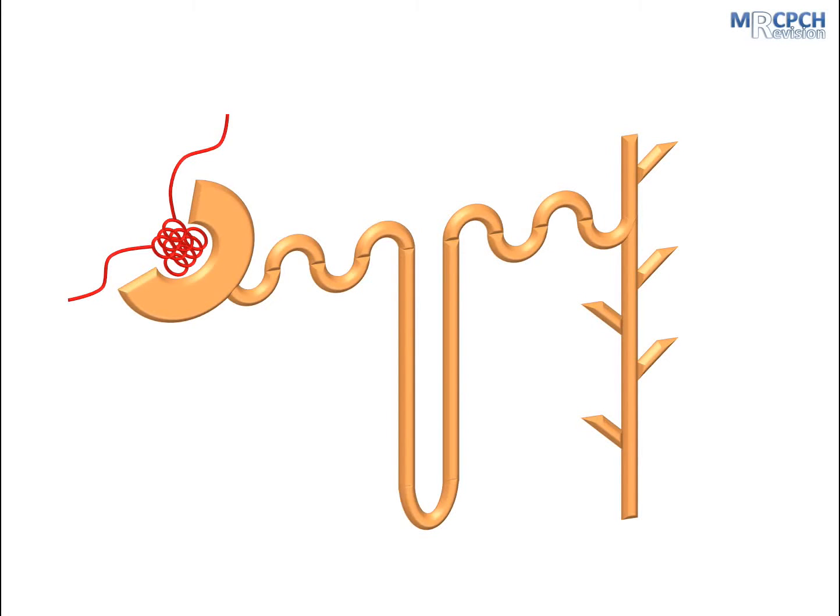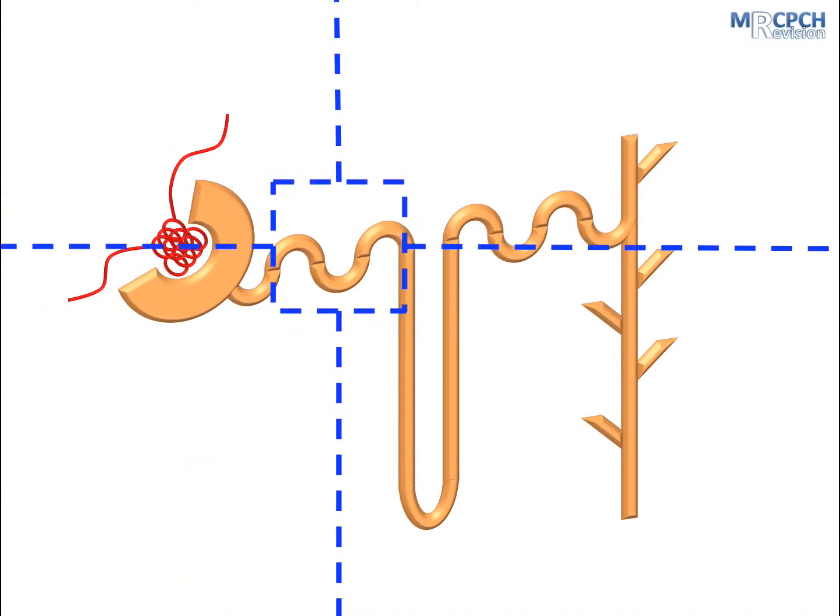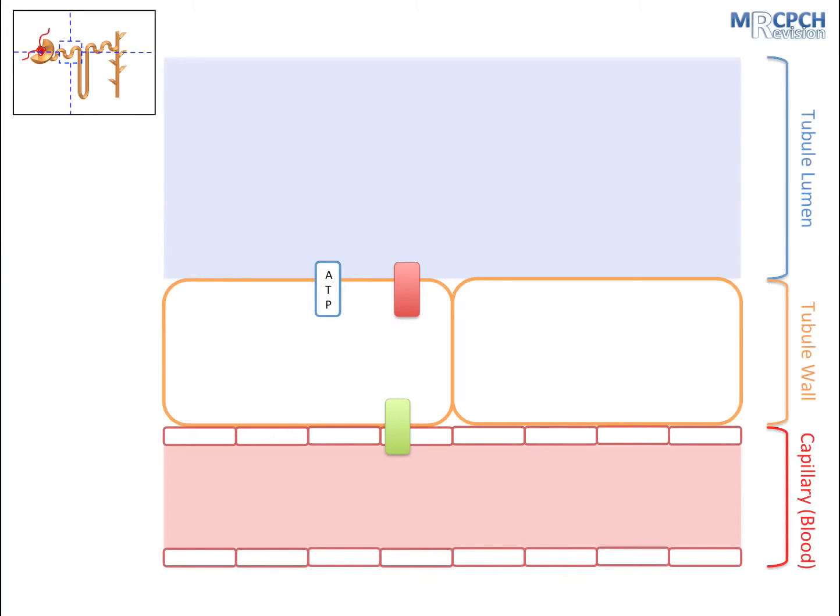We have a picture of the nephron, and the kidney's role in acid-base balance starts in the proximal convoluted tubule. So let's take a closer look. This diagram shows the lumen of the tubule at the top, the cells of the tubule wall in the middle, and the paratubular capillary at the bottom. So let's go through the sequence of events.